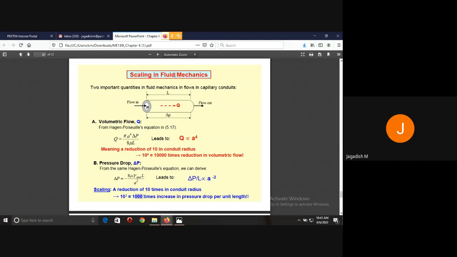I repeat, scaling in fluid dynamics, there are only two important points. One is volumetric flow and the other one is pressure drop. Volumetric flow is represented by Q and it is proportional to a to the power 4. Pressure drop is proportional to a to the power minus 3.